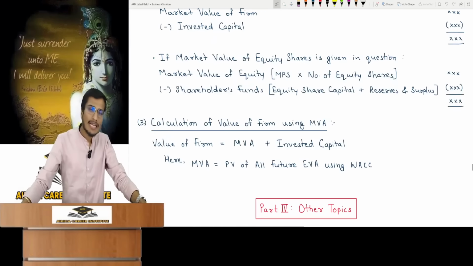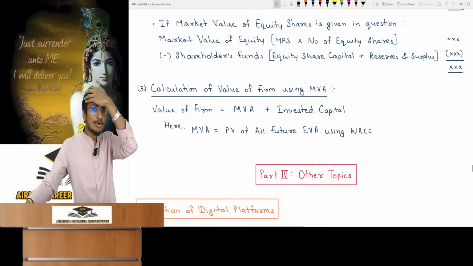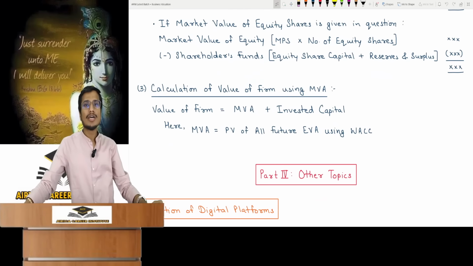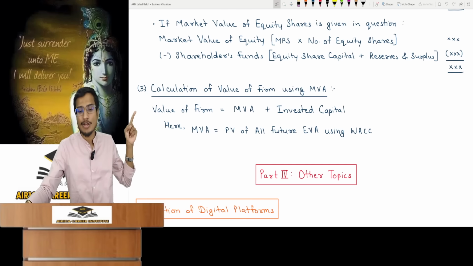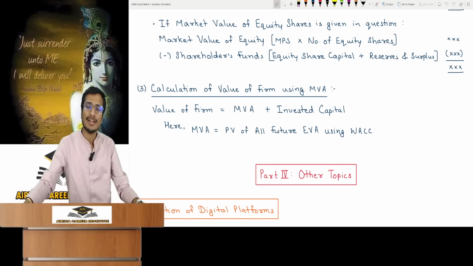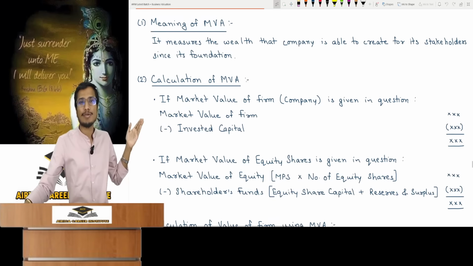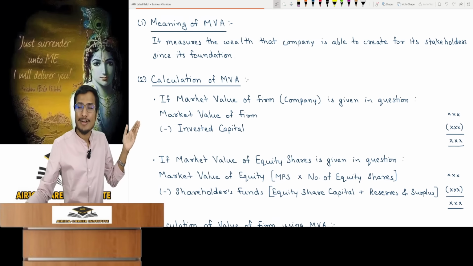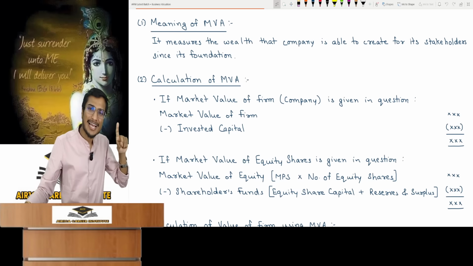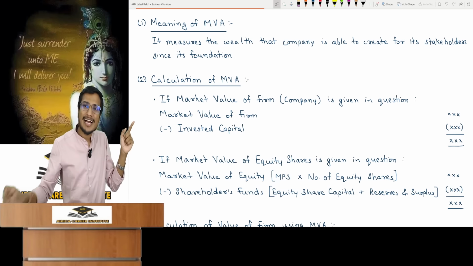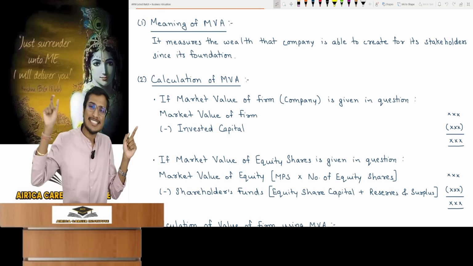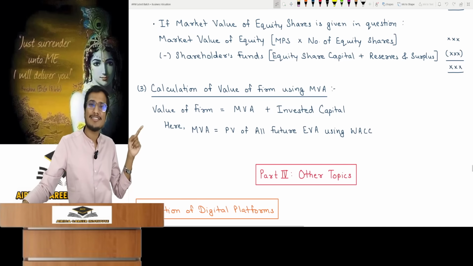Inside MVA, there is one last point. You can also find the value of a firm using MVA. The firm's value using MVA is calculated as MVA plus invested capital. Now simply look at this main formula here. MVA is found by subtracting invested capital from the firm's market value. To find the value of the firm, MVA is here, minus invested capital went to here and became plus. So MVA plus invested capital.